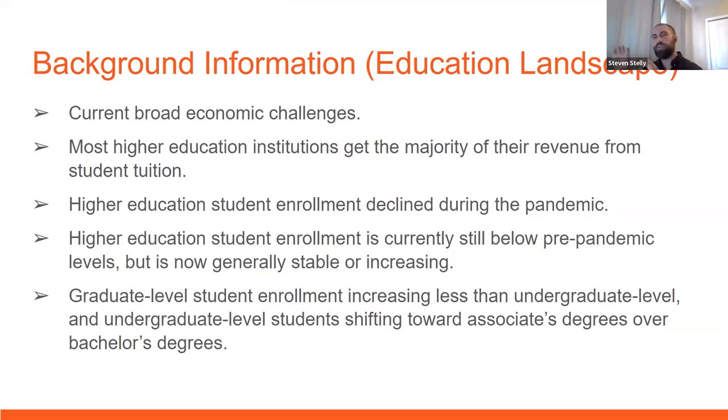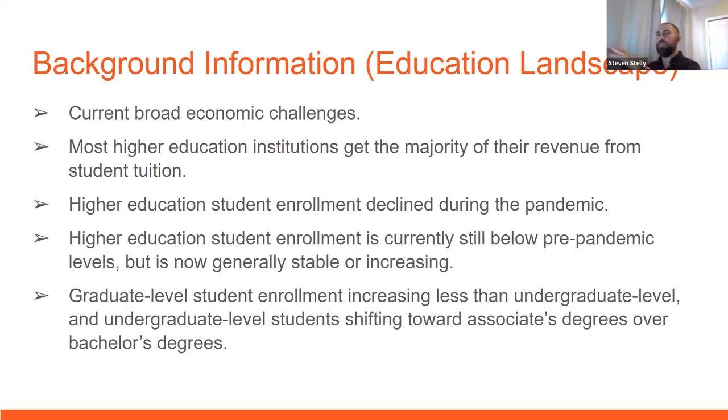Higher education student enrollment declined during the pandemic, which I'm sure we're all aware of. It was kind of stable and going up, the pandemic hit, really threw the world for a loop, and student enrollment declined. Since then, higher education student enrollment broadly, across the board in the US, is still currently below the pre-pandemic level. So it declined, and it's been kind of stable or increasing since the pandemic, but it hasn't gotten above pre-pandemic. And graduate student enrollment is increasing less.